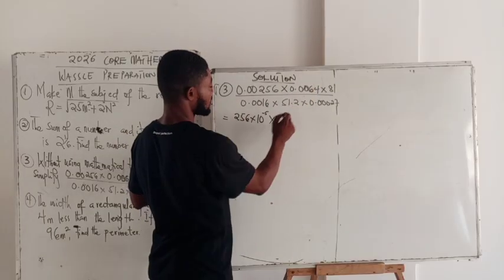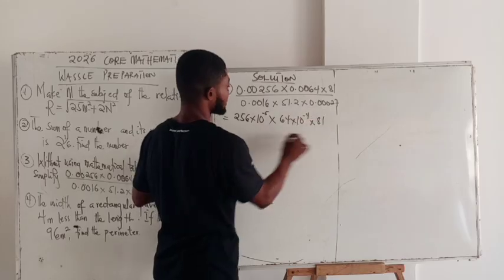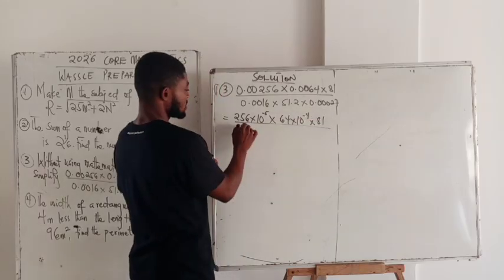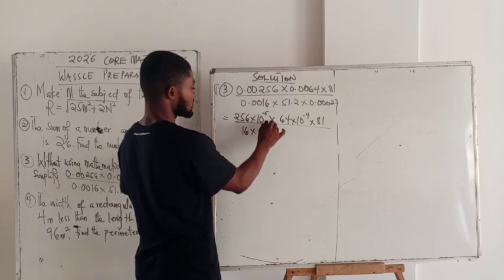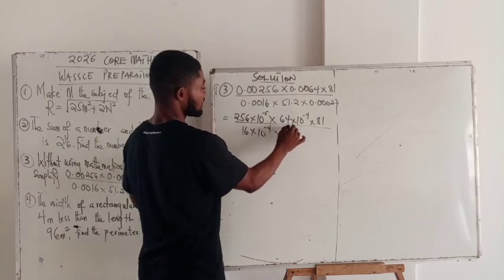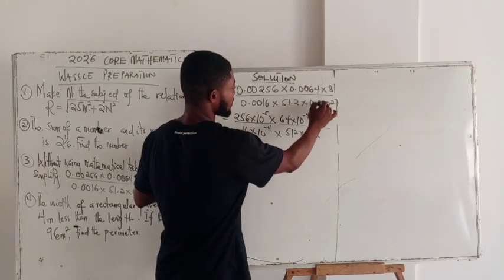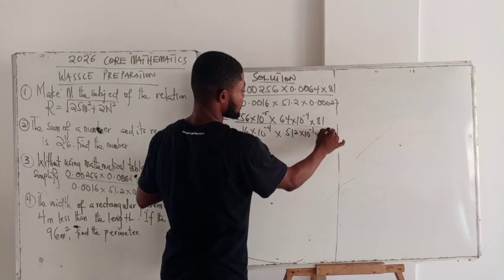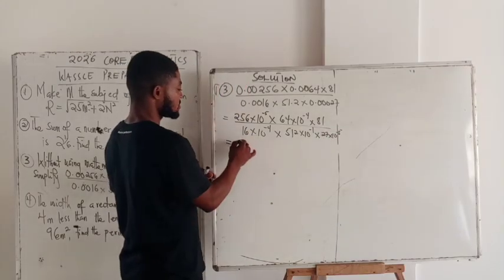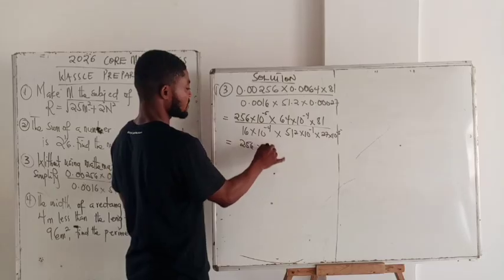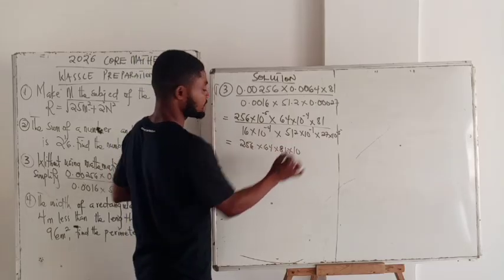1, 2, 3, 4. 64 times 10 exponent negative 4 times 81 all over 16 times 10 exponent 1, 2, 3, 4 negative 4 times 512 times 10 exponent negative 1 times 1, 2, 3, 4, 5, 27 times 10 exponent negative 5. Okay, so I can now write 256 times 64 times 81 times 10.